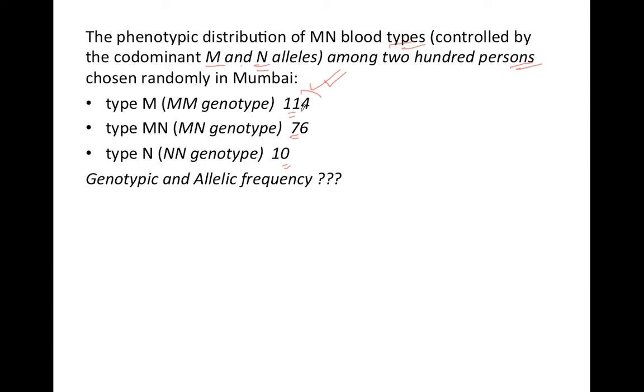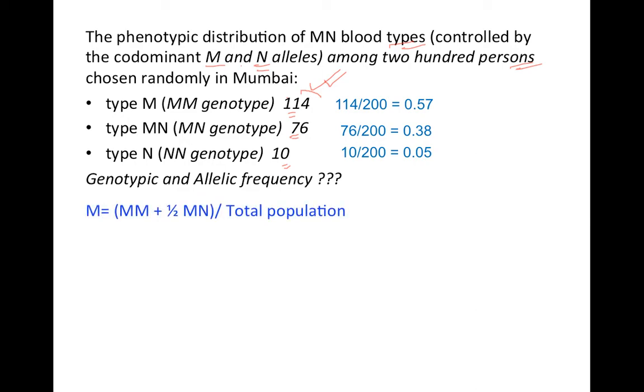It is the number of this genotype in the whole population, right? Which is 114 divided by 200, which gives us 0.57. In the same way, we have the MN genotype, which is 76 divided by 200, that is 0.38. And in the same way, we have the NN genotype, 10 out of 200, that is 0.05.